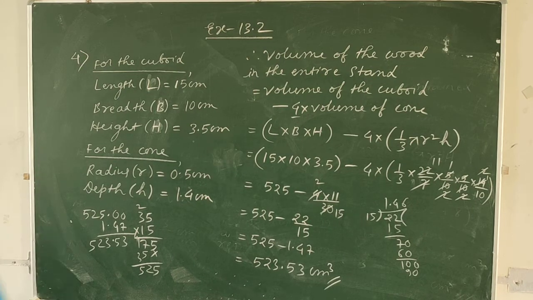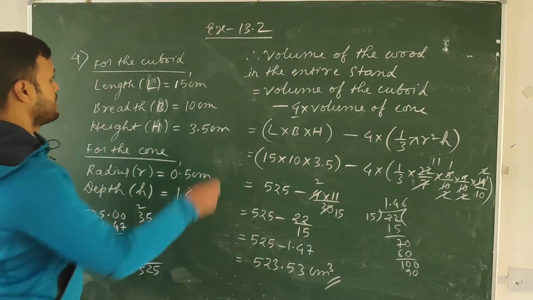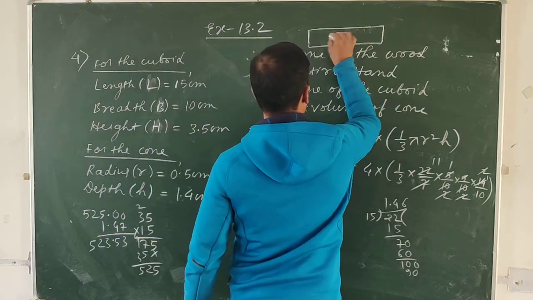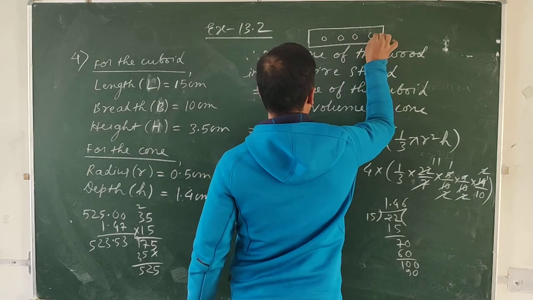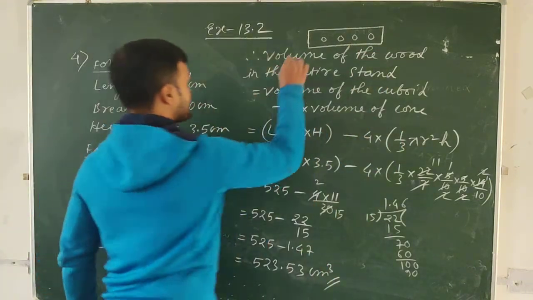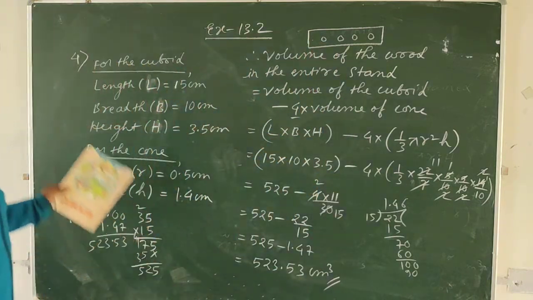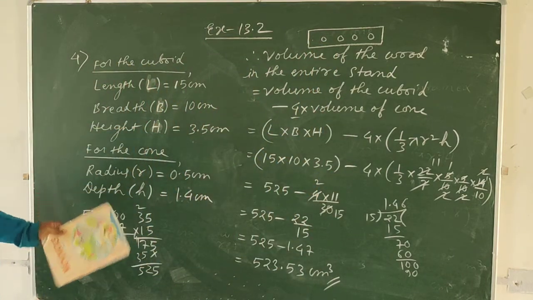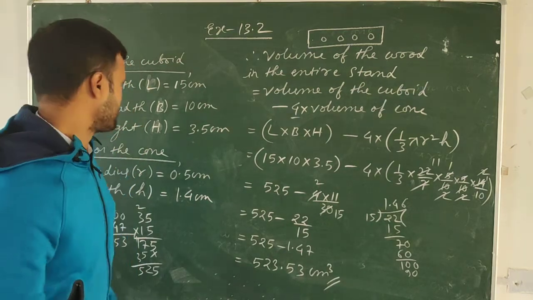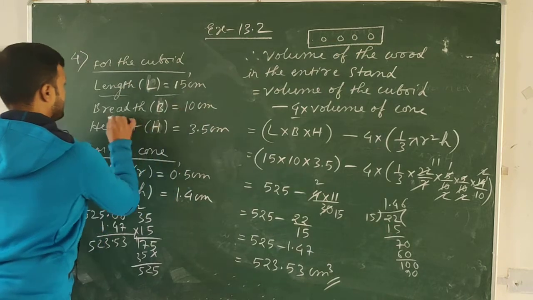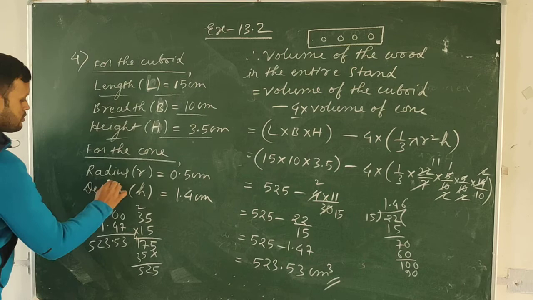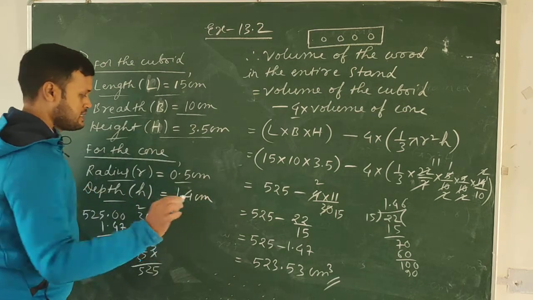So a cuboidal pen stand is there, like this. Students, here this kind of conical depressions are there where you can keep the pen. Now, how can you find out how much wood is there in this stand? So what I did is I first wrote all the data that is given. First you write the length of the cuboid, breadth of the cuboid, height of the cuboid. For the cone, you write the radius and depth. Depth is the height of the cone.